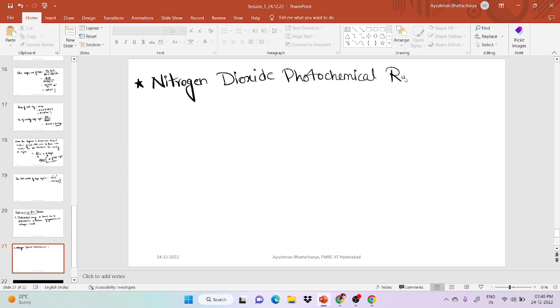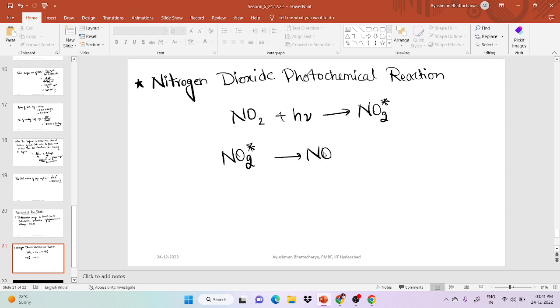Photochemical reaction. In this, ultraviolet light energy is absorbed by the NO2. After absorbing the light, it forms a highly energized molecule. Then it decomposes down to NO plus O.